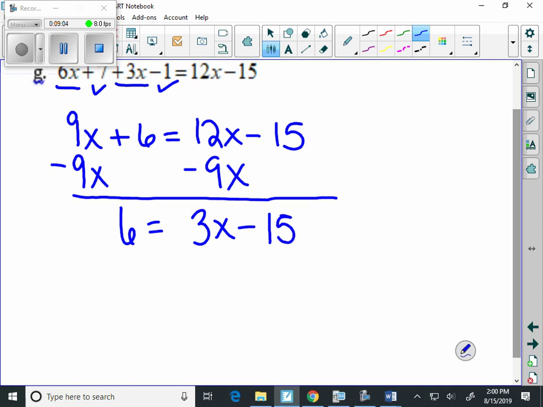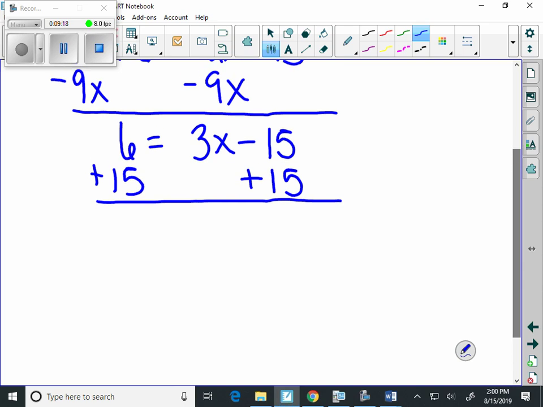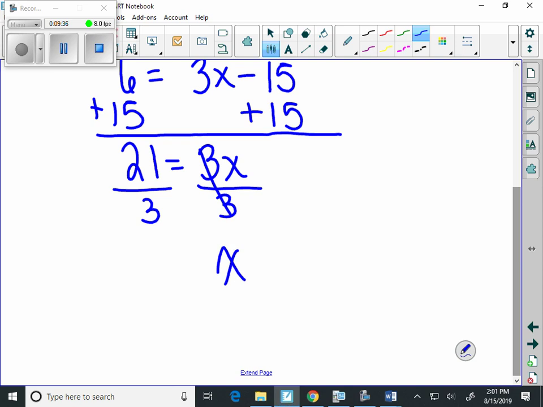But this time we moved the letter to the right, so we need to move the number to the left. It's subtracting 15, so we're going to add 15 to both sides. And we end up with 21 equals 3x. And then finally, 3 times x, we need to undo that multiplication. We're going to do that by dividing both sides. And lastly, we get x equals 7.